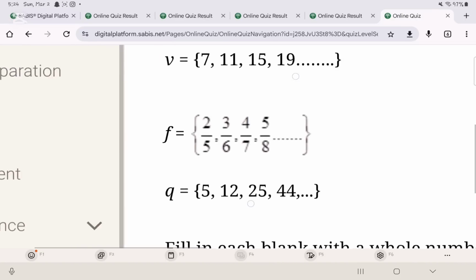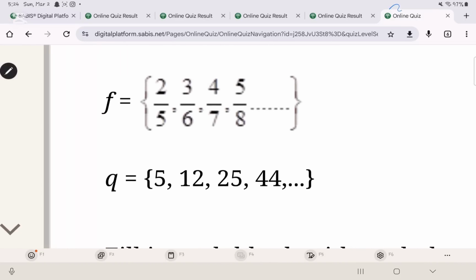Now for part Q. As you can see over here, let us try the differences. If we tried the differences, what would happen? We have 5 to 12, this is plus 7. 12 to 25, this is plus 13. 25 to 44, this is plus 19. But as you can see, there's not a constant difference between them. But if you subtract these, from 7 to 13, it's plus 6, and from 13 to 19, it's plus 6. So as you can see, there is a common difference, but towards the end.